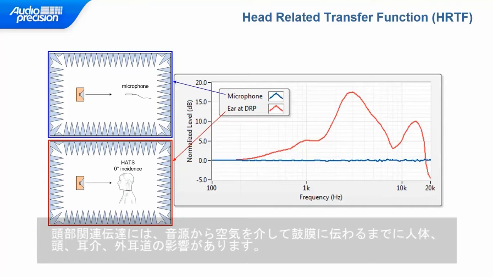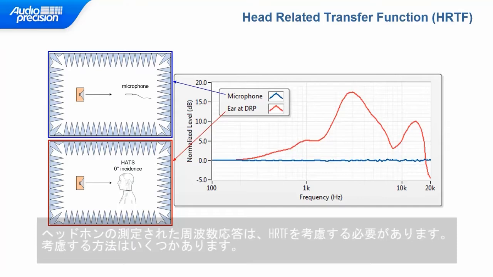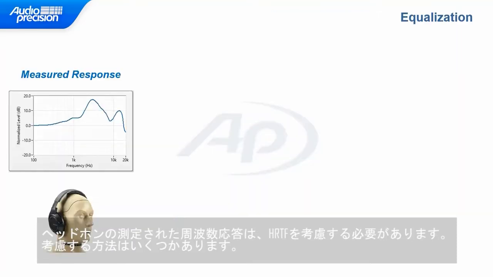The head-related transfer function includes the effects of the person's body, head, pinna, and ear canal on the acoustic signal as it travels from the source through the air to the eardrum. A consequence of this is that you have to account for the HRTF when considering the measured frequency response of headphones. There are a couple of ways to do so.